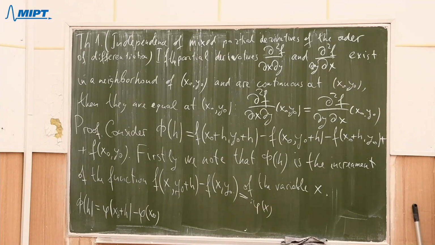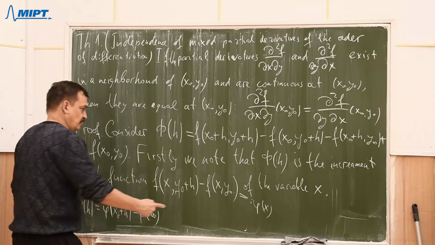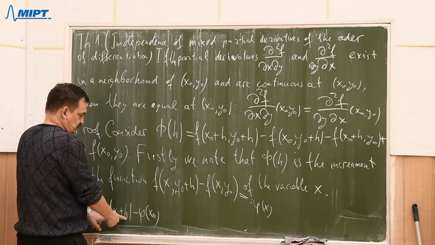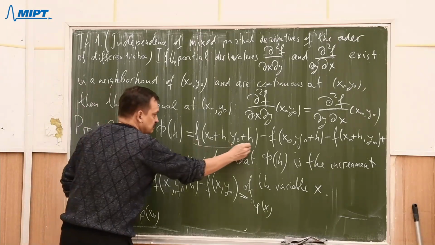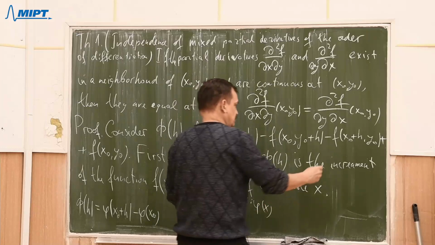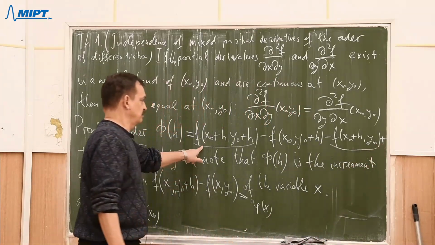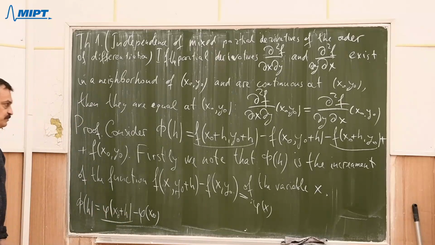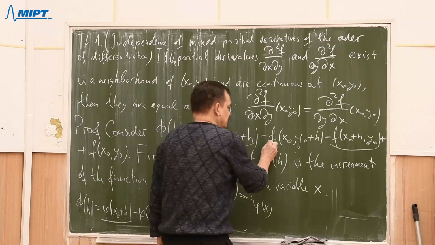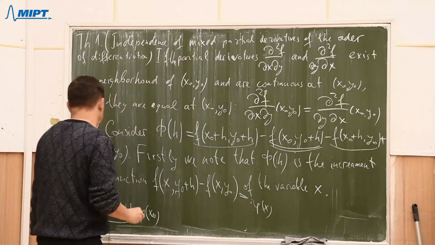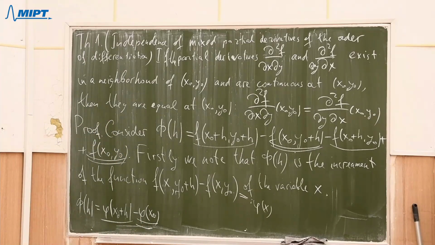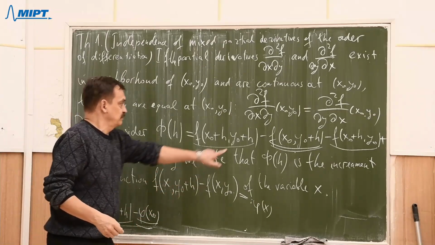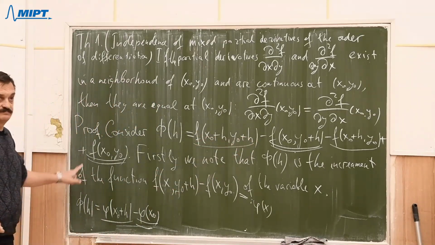Why? Just substitute. So, look. Phi of x naught plus h. What is it? I substitute instead of x, x naught plus h. That one minus that one. So, you see, this corresponds to phi of x naught plus h, precisely this difference. And twice underlined is that one, with minus, you see. Minus, minus, minus, plus.